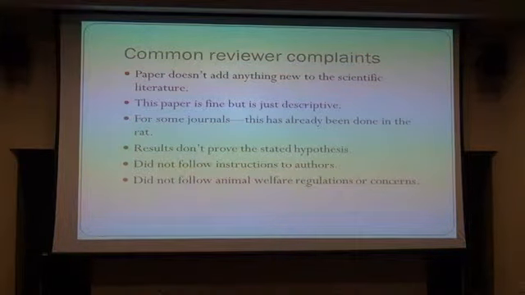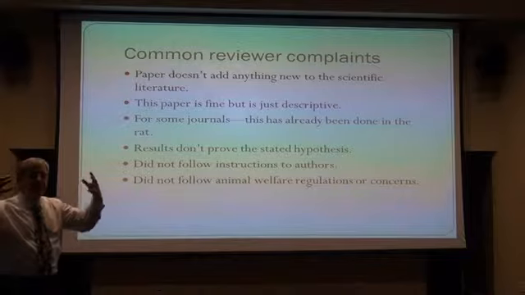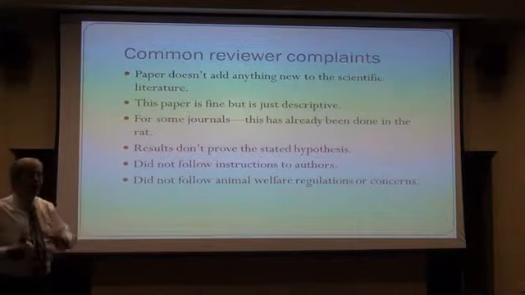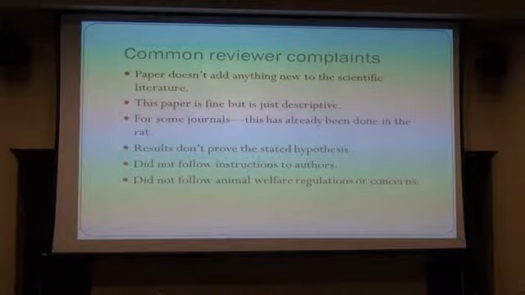The second one, this paper is fine, but it's just descriptive. So a lot of journals and a lot of reviewers don't want you to just say, hey, there's a difference here, but we want to know why that difference exists. What's happening there to make the difference occur? The difference in a descriptive and a mechanistic paper is a really good journal or an average lower tier journal.